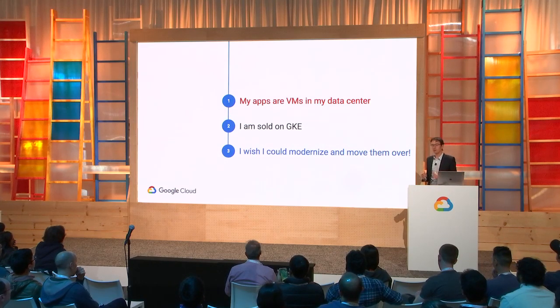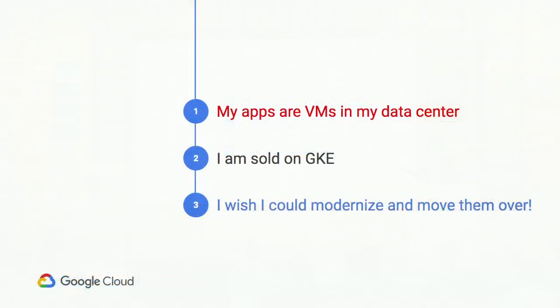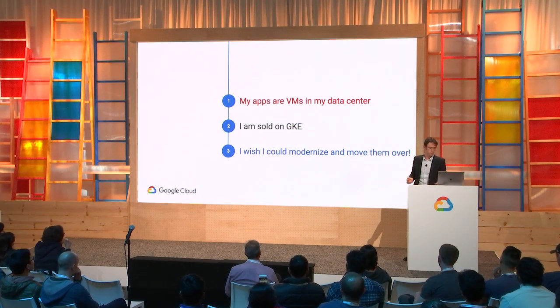So at this point, we're at a place where you have applications, hopefully, that are VMs in a data center. You know the value of GKE, and you want to modernize these apps, or you want these apps to be able to run in that new modern environment. So then what do you do? Then comes this product, Anthos Migrate. Okay.